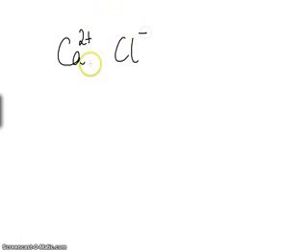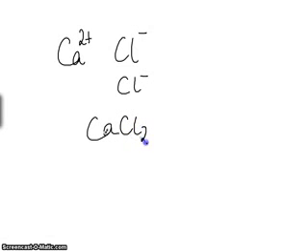If we took calcium and chlorine, calcium's 2 plus, chlorine's 1 minus. So this time we've got 2 pluses here and only 1 minus here, so again let's add an extra chlorine in to balance that out, and we end up with the formula CaCl2.